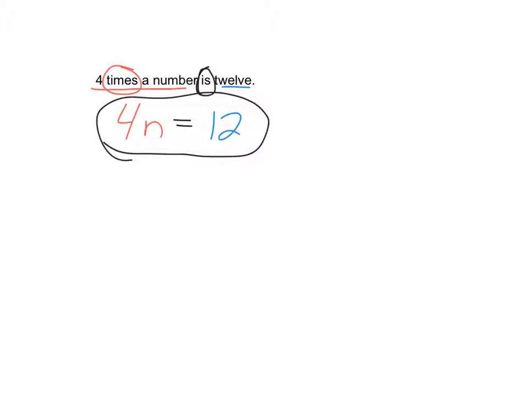So now we're going to write an equation for 4 times a number is 12. So 4 times a number. Times means multiply, so I'm going to say 4 times n. The word is tells you to do equals. And then they're given the number 12. So 4 times a number is 12 would be 4n equals 12.